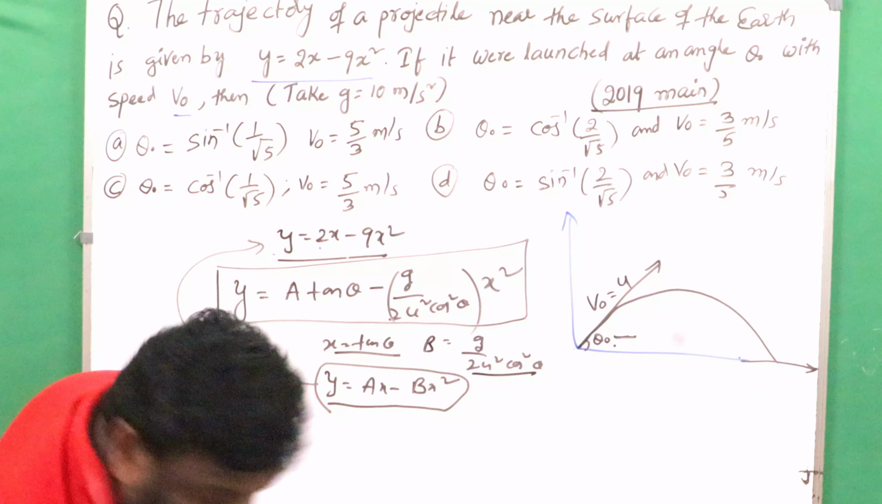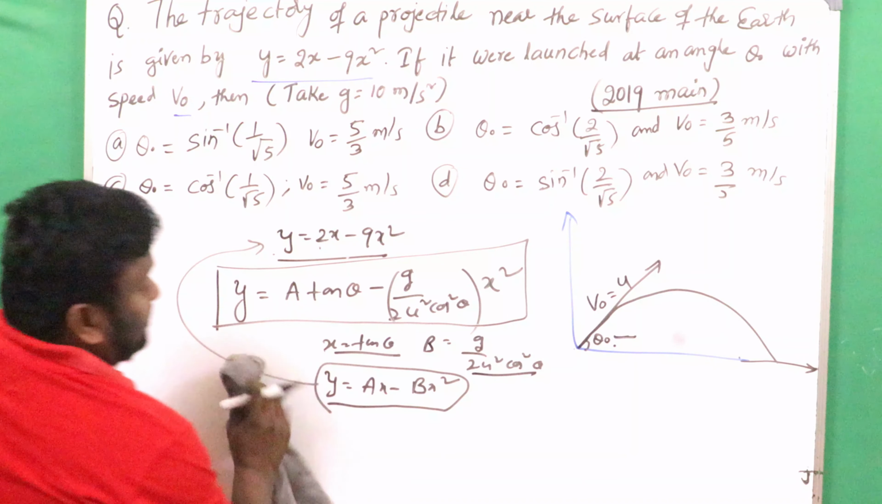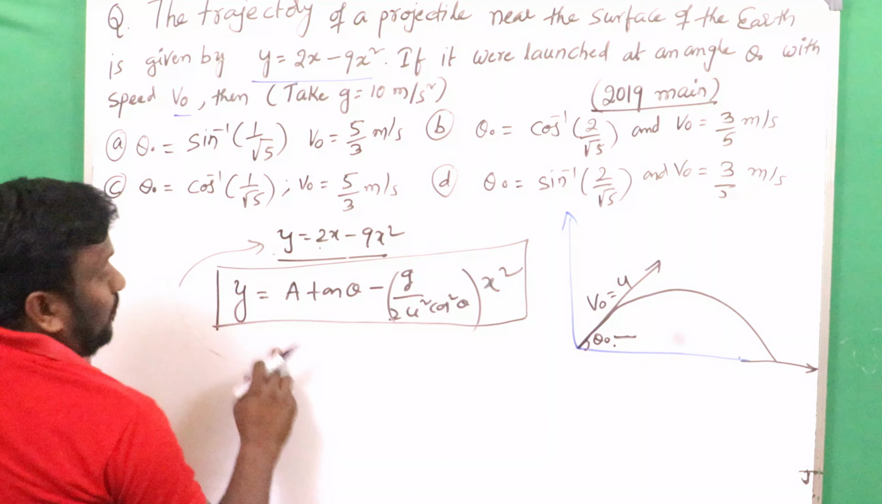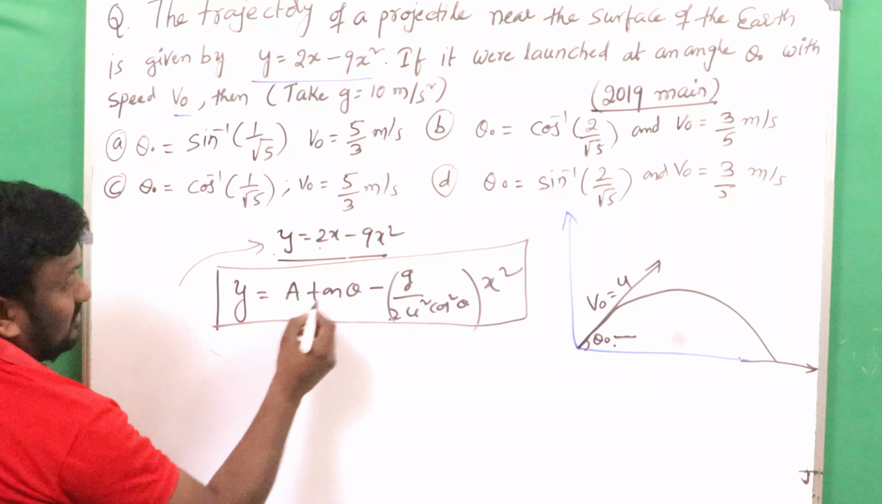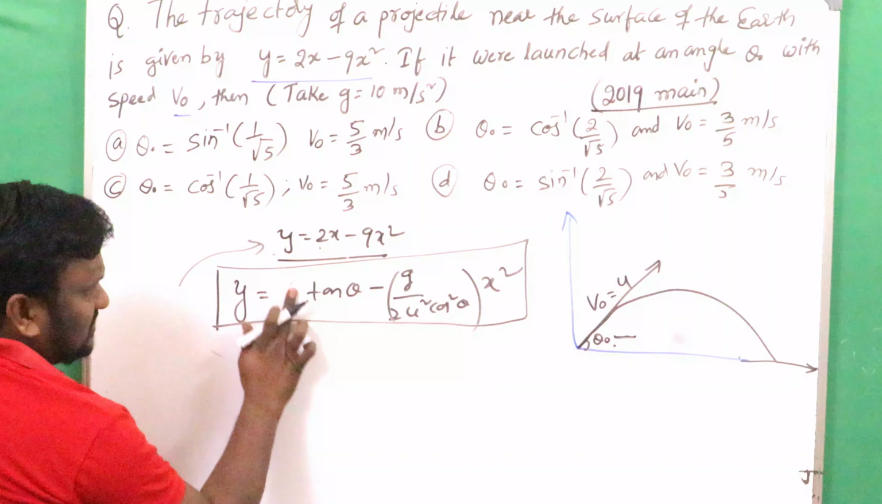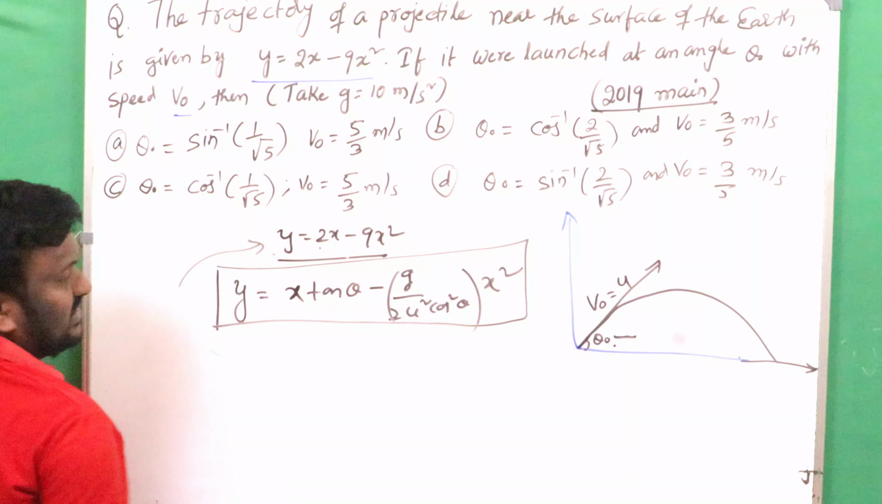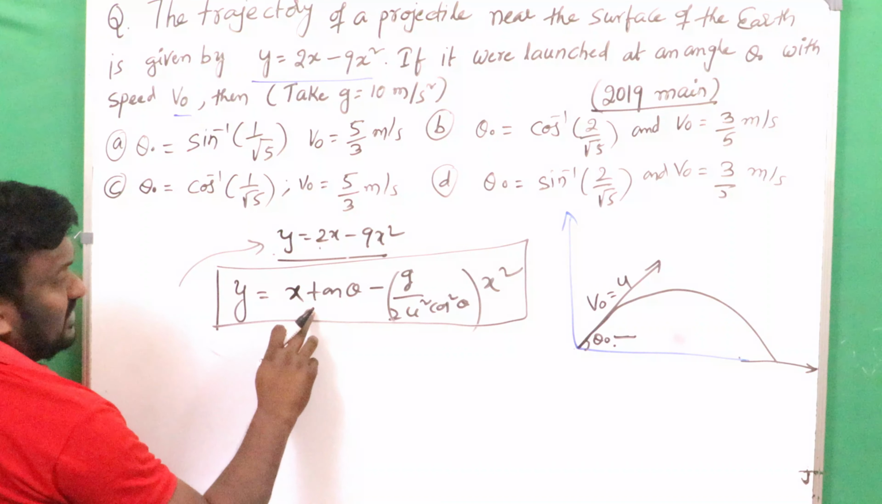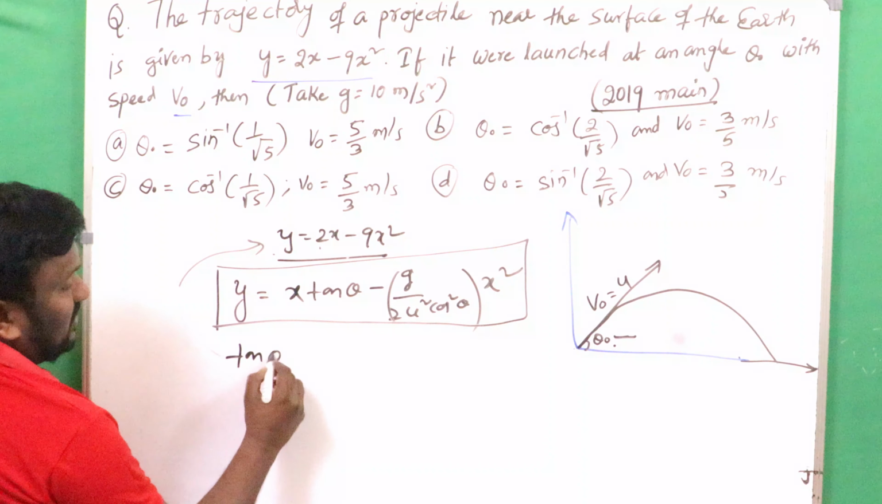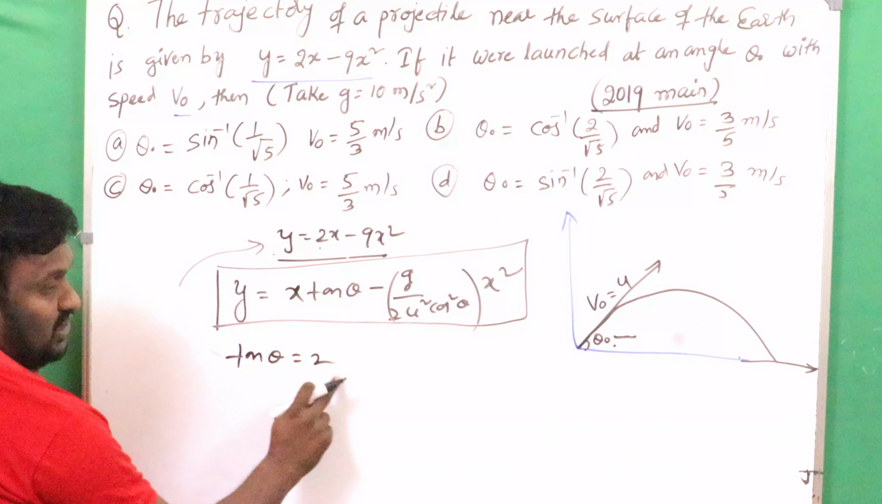So based on that, see what we write here. By comparing these two equations, a is nothing but tan theta, the coefficient of x. By comparing these two, we can write tan theta equals 2. Tan theta is 2.